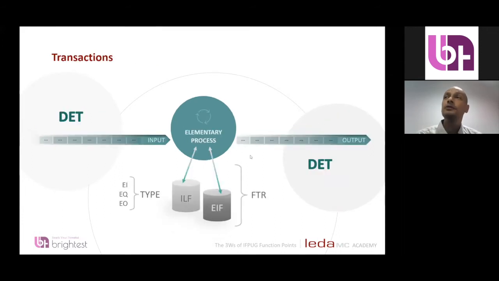And in general, we're going to have inside the transaction input DETs, output DETs, and FTRs that can be internal or external. Okay, and we have the 3 types: external input, external inquiry, external output. And one of the main rules of function points is this one, the elementary process. The elementary process is the base of knowing which transactions are going to be counted, because we have to understand the main goal of each transaction. With that, we can understand if it's just one functionality or many functionalities.